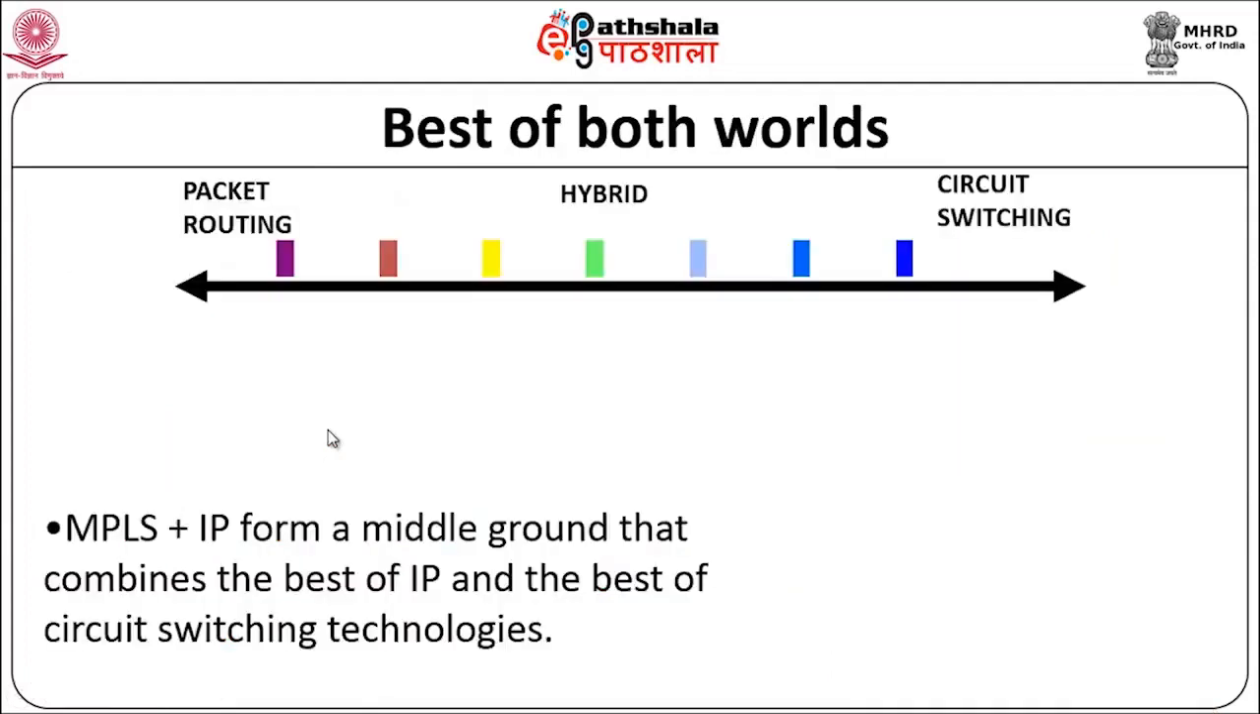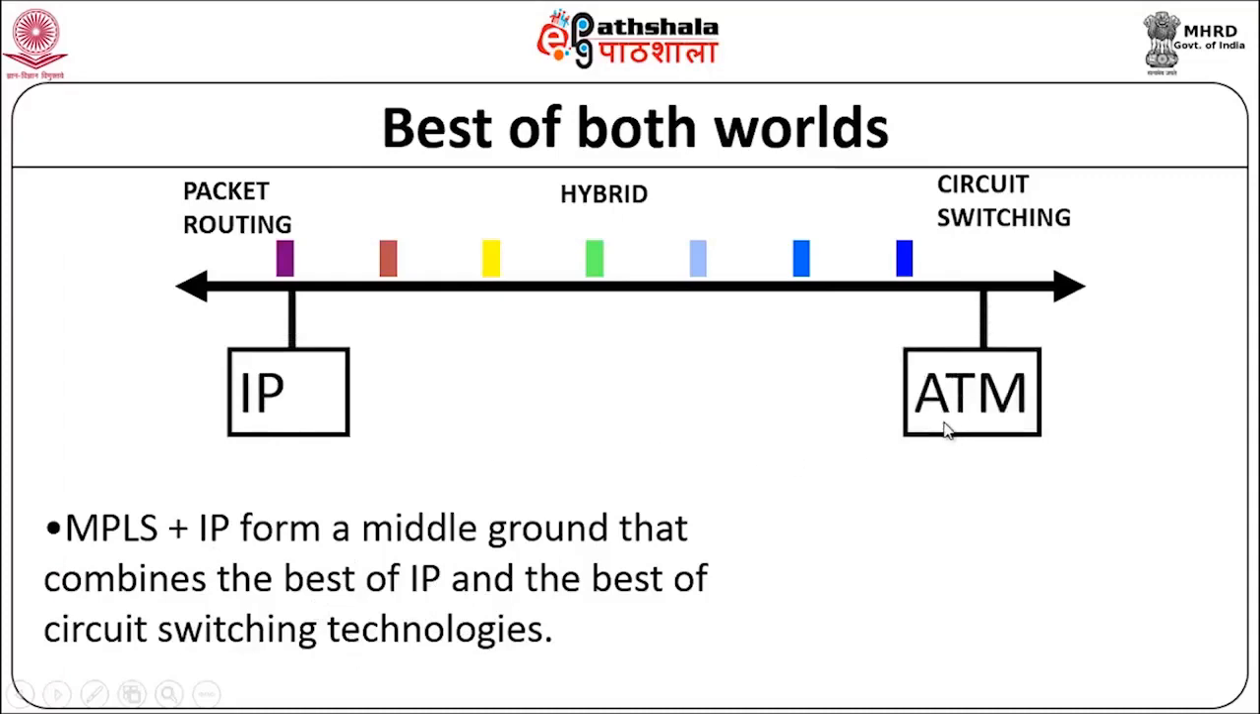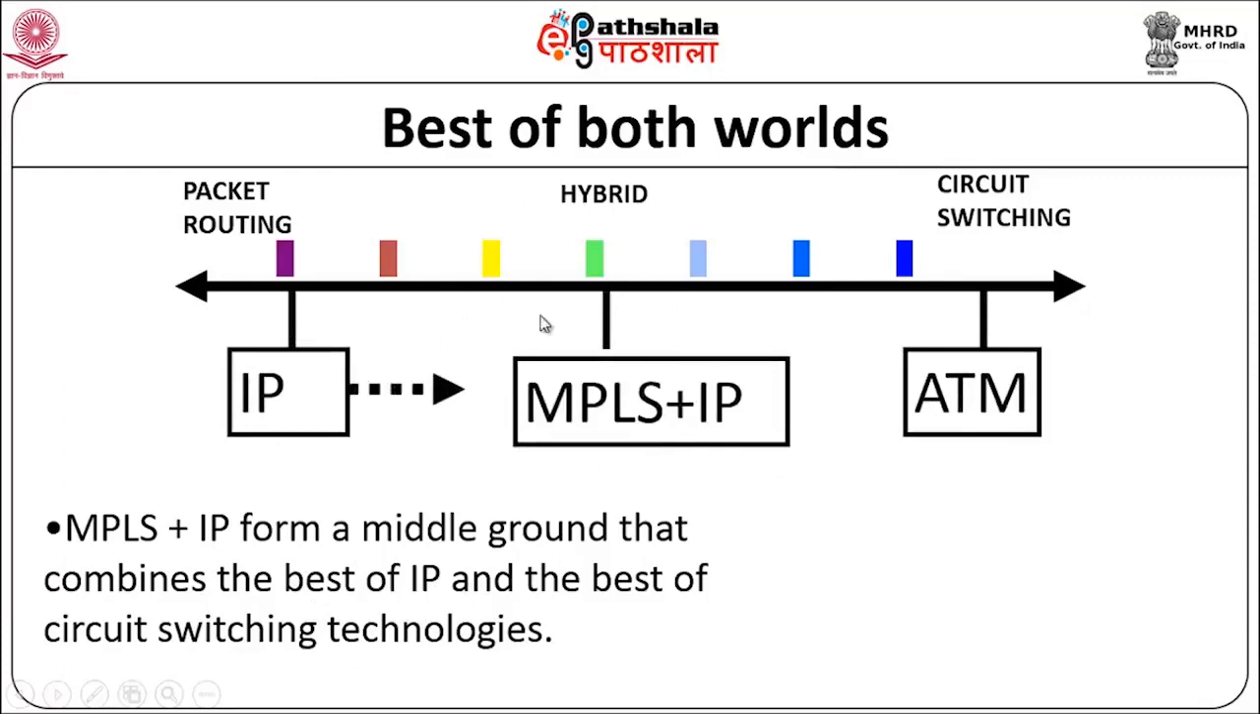In a sense, it is basically trying to get the best of both worlds. MPLS plus IP should form a middle ground that combines the best of IP and the best of the circuit switching technologies. If I have packet switching IP at one end and ATM kind of circuit switching at the other end, what we are trying to do is get somewhere in the middle, a hybrid technique which uses MPLS plus IP. You are trying to get something done along with IP in order to go towards the speed and performance of circuit switching machines. That is the idea of the multi-protocol label switching protocol.